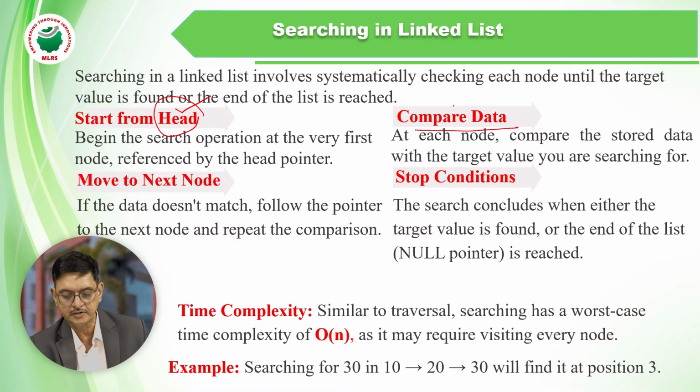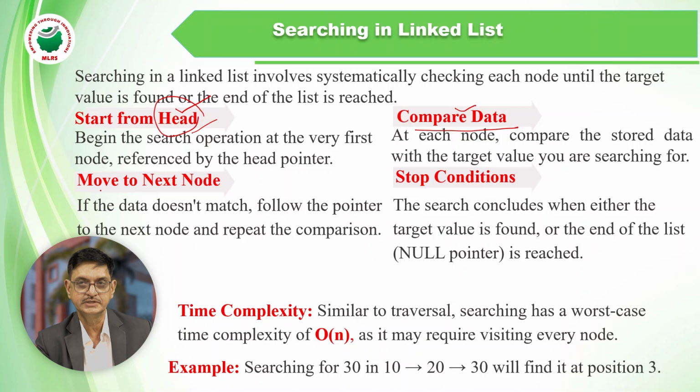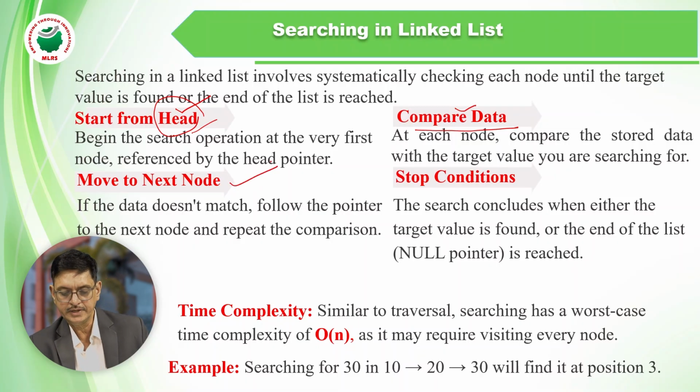If the data is not matched with the node that is represented by the head, then we need to move to the next node using the next pointer. That means logically we are moving from the first node to the next node. Once again, we compare the data. If the data is matched, we can declare the required data is available. Otherwise, once again, we continue to move to the next node.